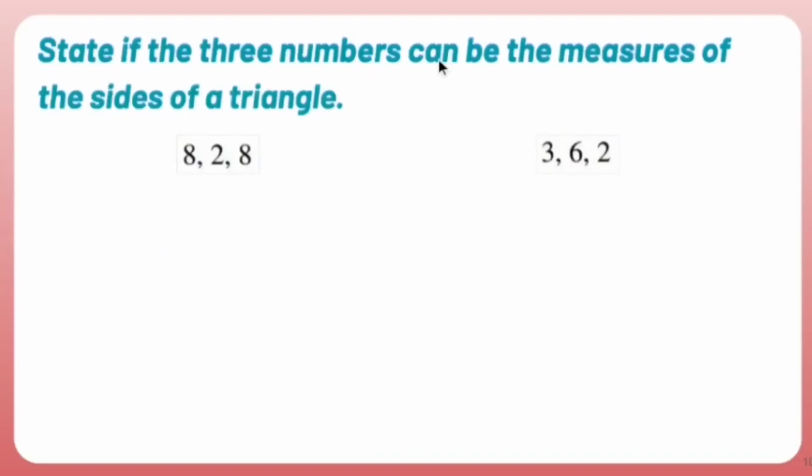State if the three numbers can be the measures of the sides of a triangle. This uses what's called the triangle inequality theorem. And the triangle inequality theorem says that if you add any two sides of a triangle, it has to be greater than that third side. So if I were to label any arbitrary triangle x, y, z, x plus y has to be greater than z.